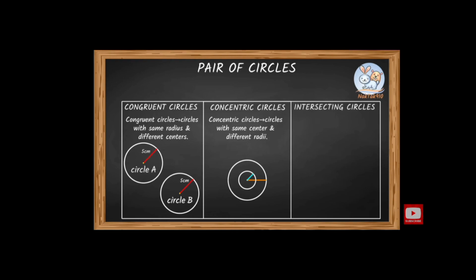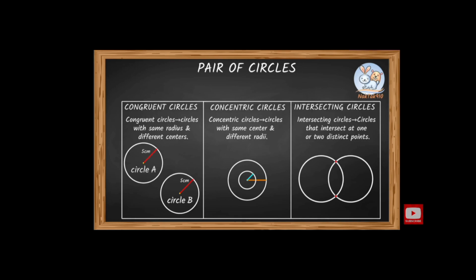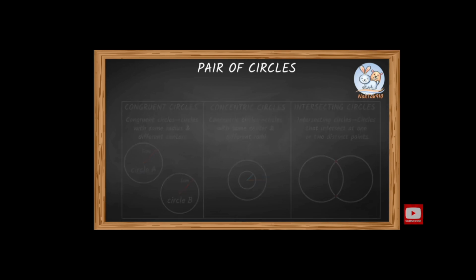Intersecting circles. Okay, say I draw a circle, and then I draw another circle overlapping the first one. They don't have to share the same center, but they can have different radius. That means circles which intersect at one or two distinct points are intersecting circles. But how can two circles intersect at one point? I can only think of two intersecting points. How is that possible? I'm glad you asked that question.